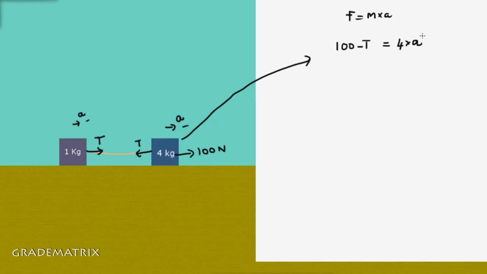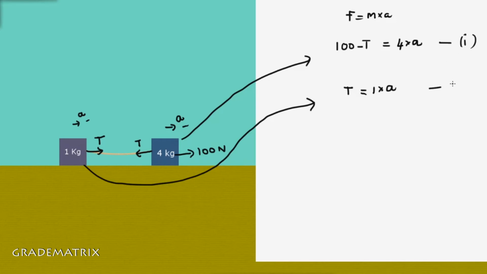A. Now let us consider this block. We will apply the same Newton's law on this block as well. So this block has only tension force acting in the rightward direction. So net force will be only T. So that is equal to mass of the block, that is 1 kg into same acceleration A. So both will have same accelerations. Now this is our first equation and this is our second equation.